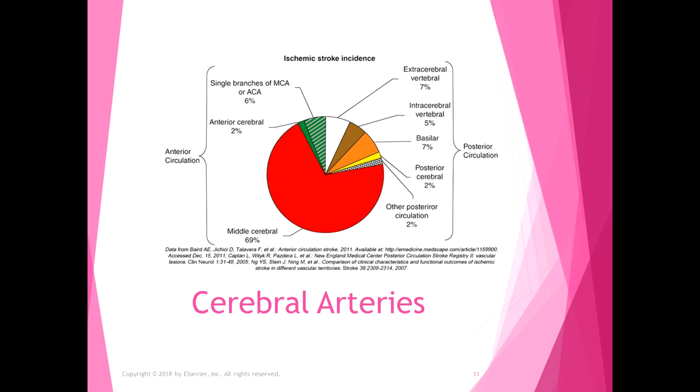So when we get into the cerebral arteries, the incidence of ischemic stroke affecting different arteries, look at that big red area. 69% of ischemic strokes affect the middle cerebral artery. So the symptoms that we generally associate with stroke tend to be middle cerebral artery symptoms. Only 2% affect the anterior cerebral artery, and then you can see the smaller other percentages. So by and large, the middle cerebral artery is one of the most affected arteries with ischemic strokes. And so the MCA stroke symptoms are the ones that we generally think of as your classic stroke symptoms.